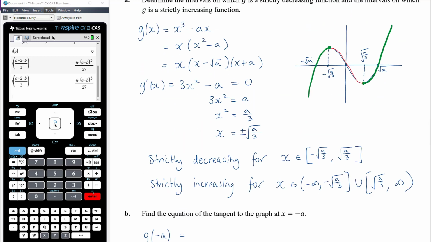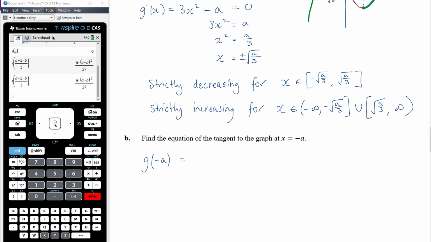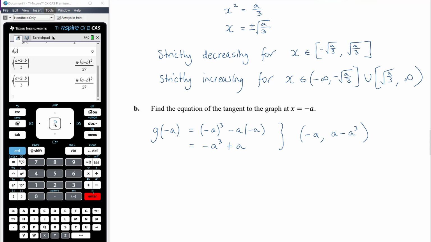So our function is x cubed minus ax. So that is negative a cubed minus a times negative a, so that is negative a cubed plus a. Okay, and so this means we have the point. That's just giving me the y coordinate of the point, I've just subbed into the original function. I might write that as a minus a cubed just to be a bit neater. Alright, so that's my point, and then we need the gradient at negative a, so g dash at negative a.